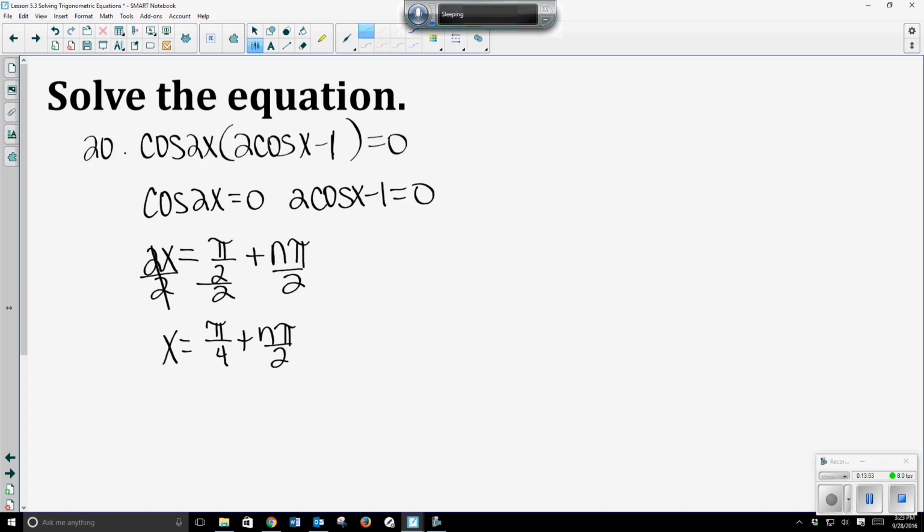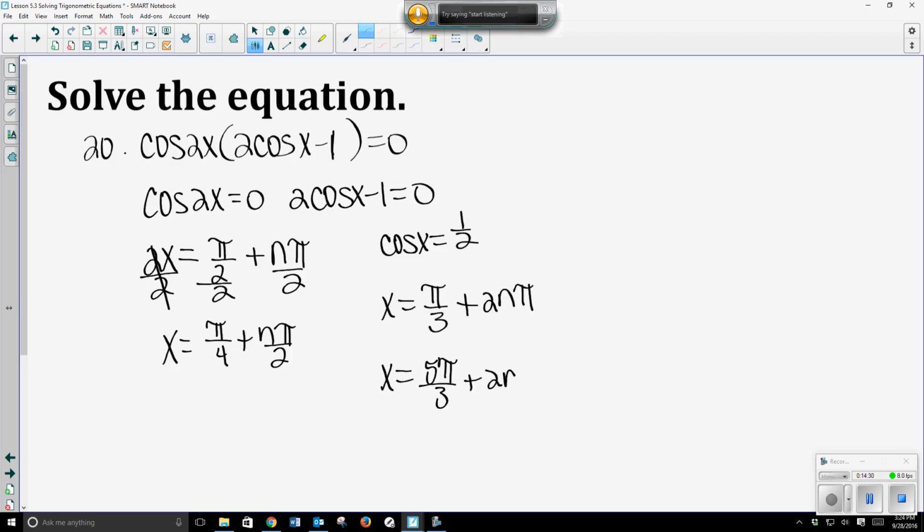For 2 cosine x minus 1 equals 0, we'll add 1 and divide by 2. So cosine of x is equal to 1/2. So where is cosine 1/2? Cosine of the angle is 1/2 at pi over 3. And that would be plus 2n pi, and then 5 pi over 3 plus 2n pi. So let's compare and contrast here.